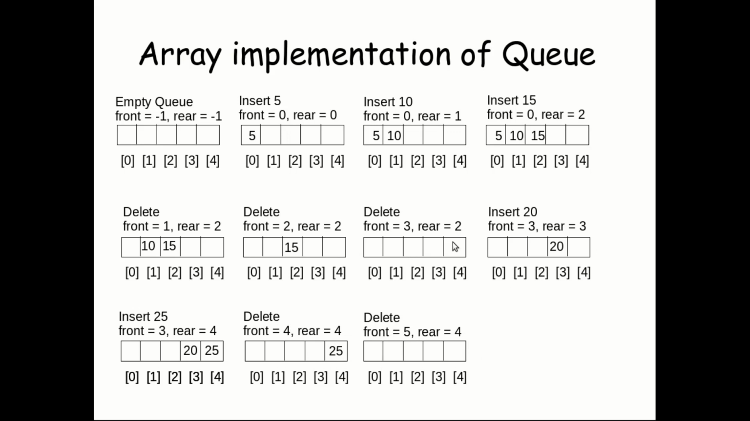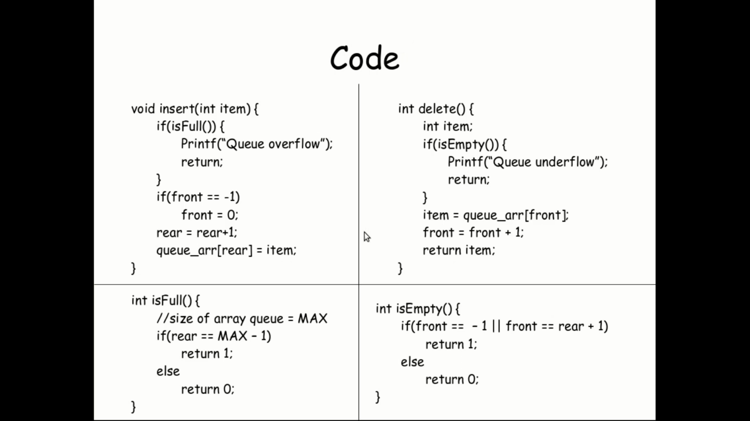So as you have understood, whenever we are deleting an element, we are incrementing the variable front, and whenever we are inserting an element, we are incrementing the variable rear. And in an empty queue, whenever we are inserting the first element, then we will be incrementing both the variables. So these are a few things to notice. Let's dive into the code.